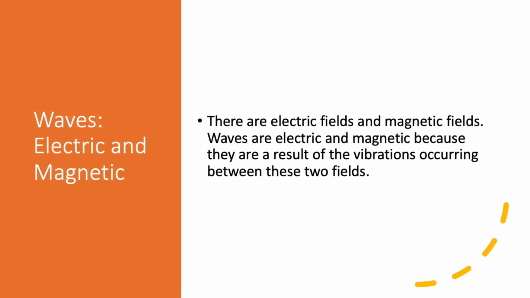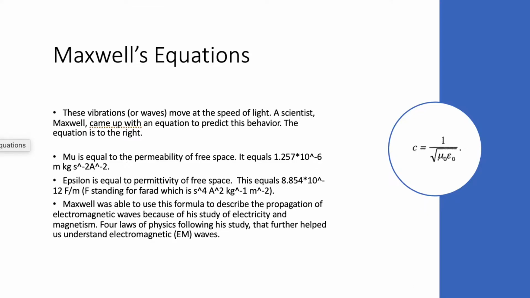The first step in understanding electromagnetic waves is understanding its two parts, the electric part and the magnetic part. So waves are electric and magnetic because they are a result of the vibrations occurring between these two fields. A scientist named Maxwell came up with an equation to predict this behavior.